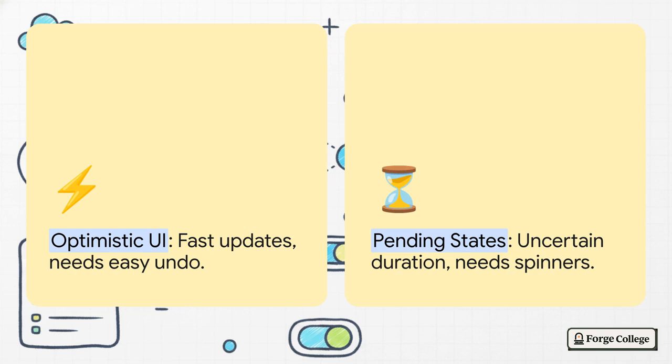Here's the rule of thumb. Use optimistic updates only when the action is easily reversible, and always provide a clear undo path. On the flip side, for transactions where the duration is uncertain or the stakes are high, you absolutely need skeletons or loading spinners to keep the user informed that we are still waiting on the network.